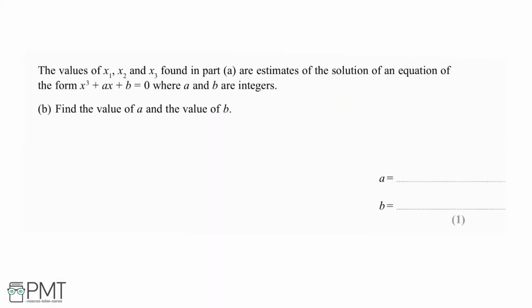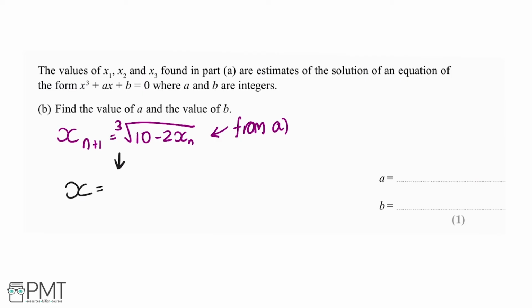Now for part B, the values of x1, x2 and x3 found in part A are estimates of the solution of an equation of the form x cubed plus ax plus b equals 0, where a and b are integers, and we need to find the value of a and the value of b. So from part A, we were told that x of n plus 1 is the cube root of 10 minus 2 x of n. So from that, I'm just going to say x is the cube root of 10 minus 2x. So essentially, we're just treating this as variable x and this as a variable x.